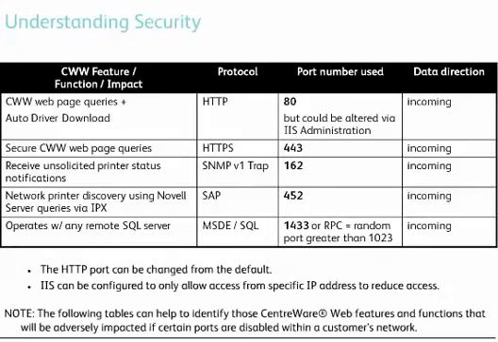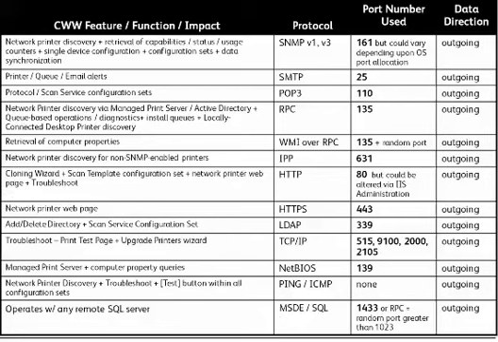Understanding security. This is a list of the ports used by CentreWare Web. The tables on the following slides can help you identify CentreWare Web features and functions that will be adversely impacted if certain ports are disabled within a customer's network. This may be done at routers or other locations in a customer's network. Here is a continued list of the ports and protocols used by CentreWare Web.